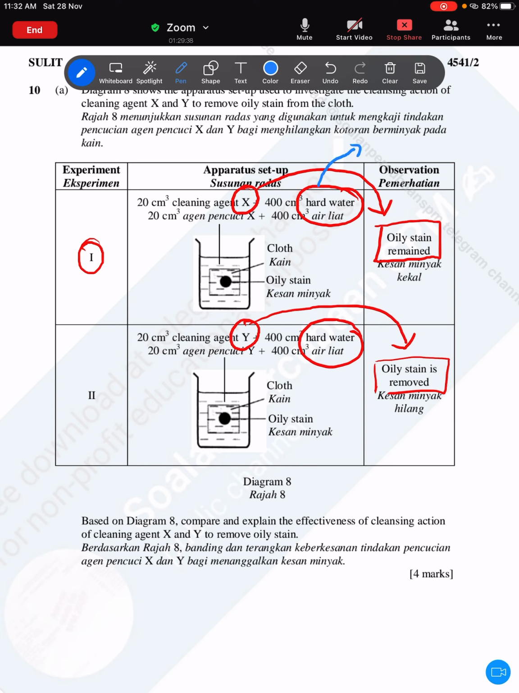Very good. Calcium ion and also magnesium ion. Water that contains calcium and magnesium ions is considered hard water. Girls and boys, give me a few examples of water that contain these ions.